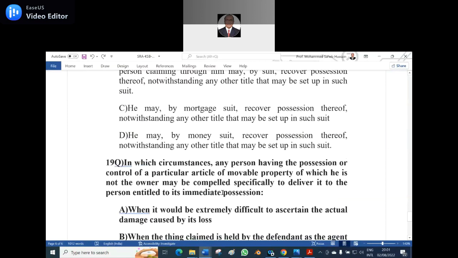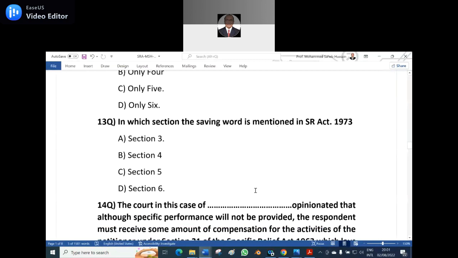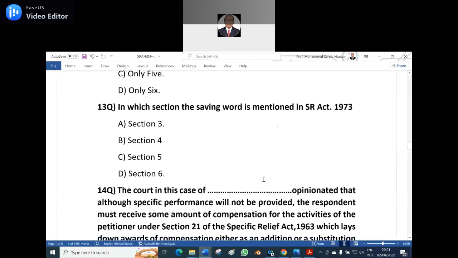So now, where have we gone? It's okay, this is somebody else's, not mine. Mine is here. Okay. In which section is the saving word mentioned in the SR Act 1973? Venunath, do you want to ask anything? Section 3. Okay, 13th question. In which section is the saving word mentioned in the SR Act 1973? Option A, section 3. Let me read the options.